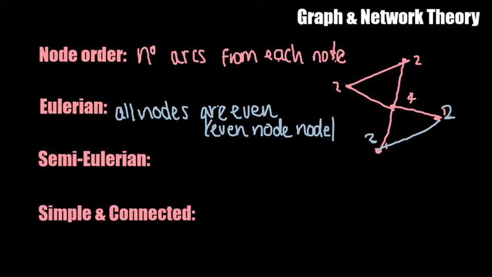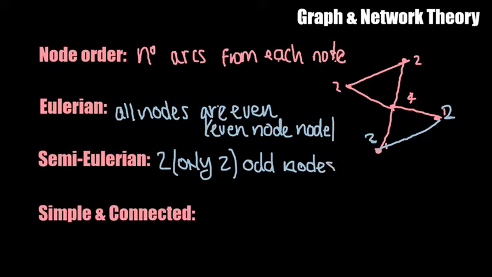Semi-Eulerian is that there are 2 and only 2 odd nodes in an otherwise even graph. So the graph we had before, 2, 2, 4, 1 down here and 1 here, was a semi-Eulerian graph because there was a single pair of odd nodes, and it's like almost there. It's almost Eulerian. If I add in that 1 extra arc, we get to an Eulerian graph.